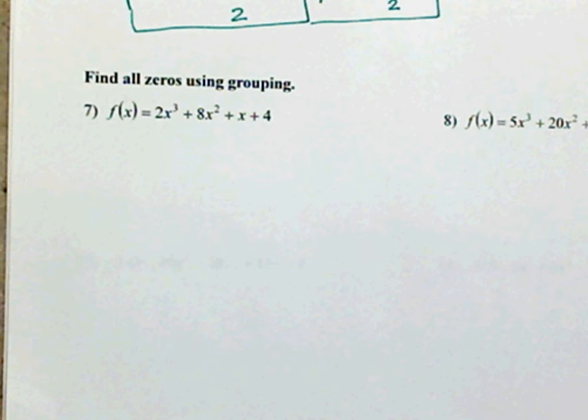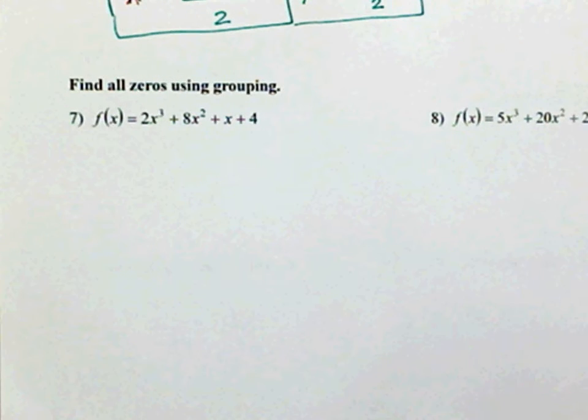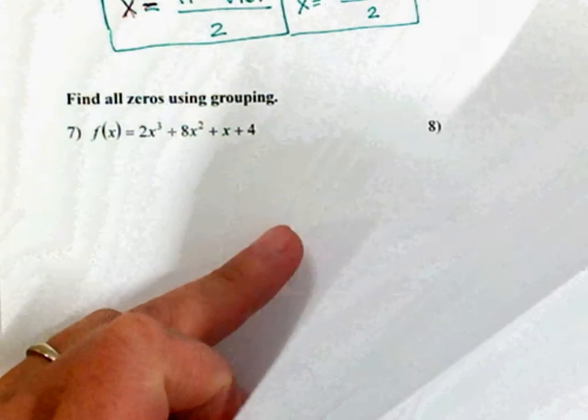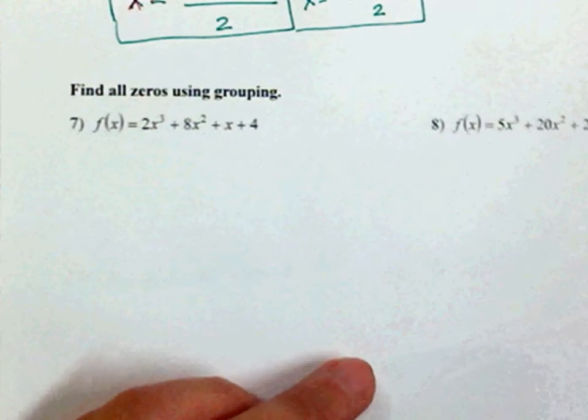Alright guys, we are going to find all of our zeros by using grouping. This is an easier method, but it doesn't work every time. We are going to do numbers 7 through 14 only. Here we go.